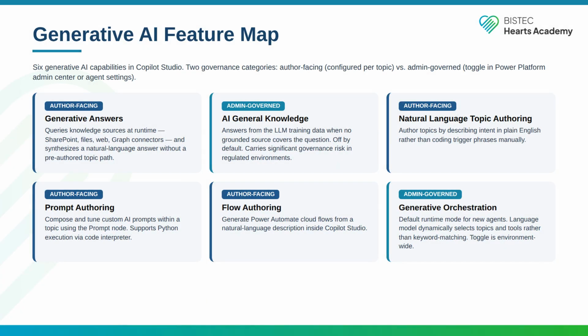6 generative AI capabilities in Copilot Studio, 2 governance categories. This distinction is the lens for the entire session, so let's be exact. Author-facing capabilities are governed through change control and solution promotion review. You do not flip a single switch to control them. You control them through the policies that govern what gets deployed and how.